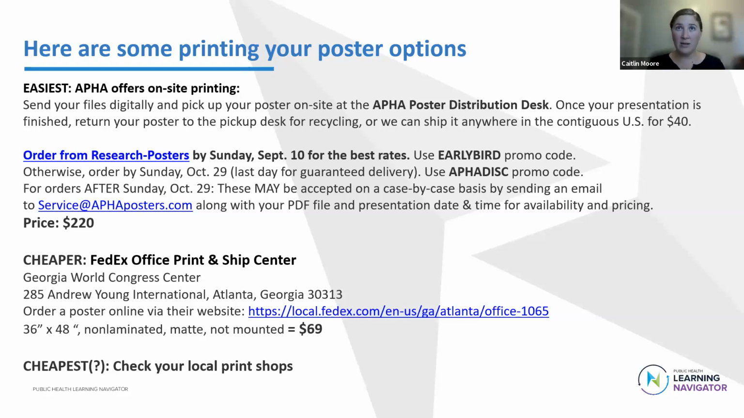However, if that is a little outside of your price range, a cheaper option that I found is actually at the convention center itself. They do have a FedEx office printing and ship center, at the Georgia World Congress Center, where you can actually use FedEx online to order a poster that will be 36 by 48 inches, non-laminated, matte, and not mounted, will be about $70.